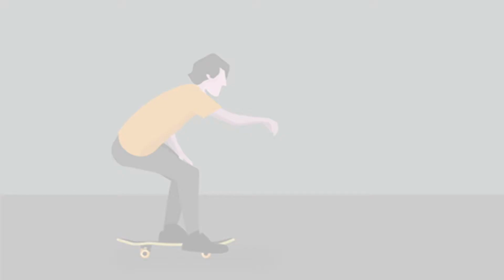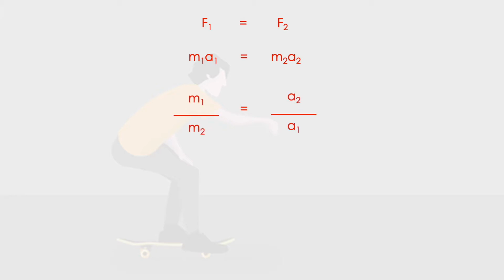Let us say the person exerts a force F1 on the ground. According to the third law of motion, the ground also exerts an equal and opposite force F2 on the person. So if M1, M2, A1 and A2 are the masses and accelerations of the person and the ground respectively, M1A1 would be equal to M2A2. That means M1 upon M2 would be equal to A2 upon A1.